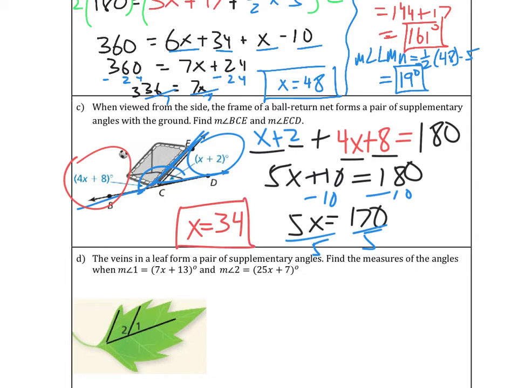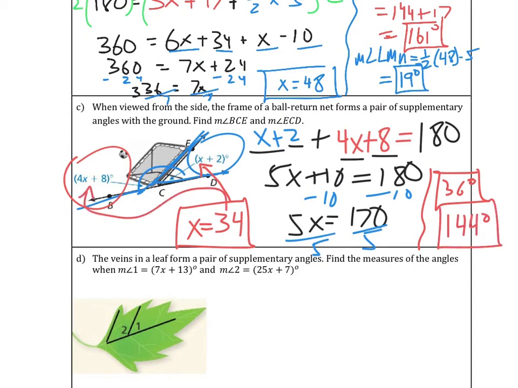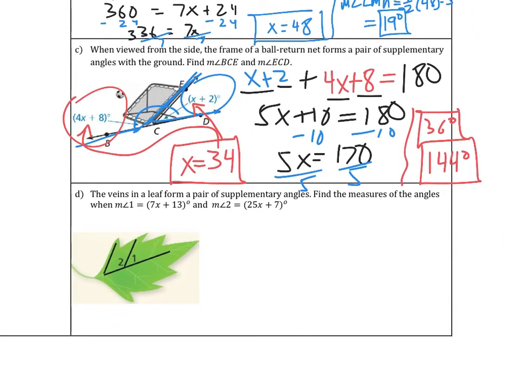So we found x. Again, we want to find the two angles. So the two angles, if we plug this in here, are 36 degrees. Okay. And then the other one, since they add up to 180, we can just subtract that from 180, 144 degrees. Okay. And if you plug that in there, you'll get 144. All right. Well, that's the idea.